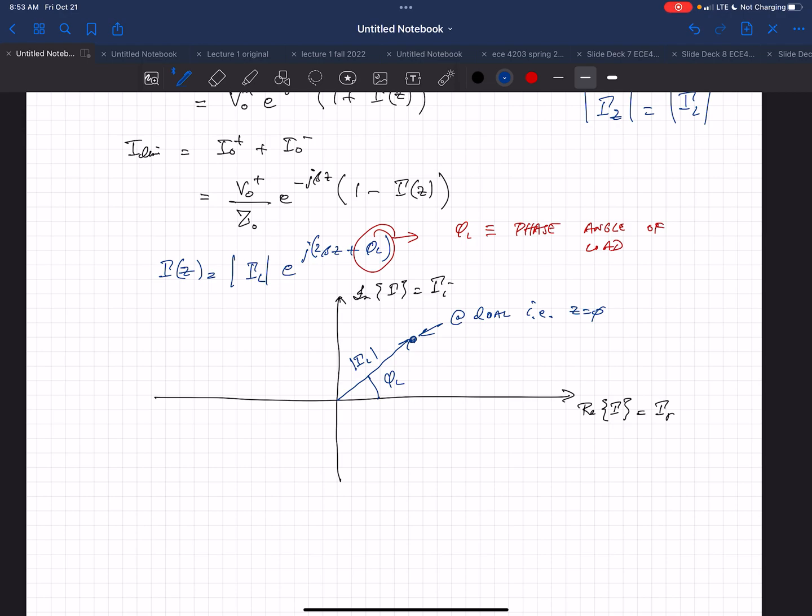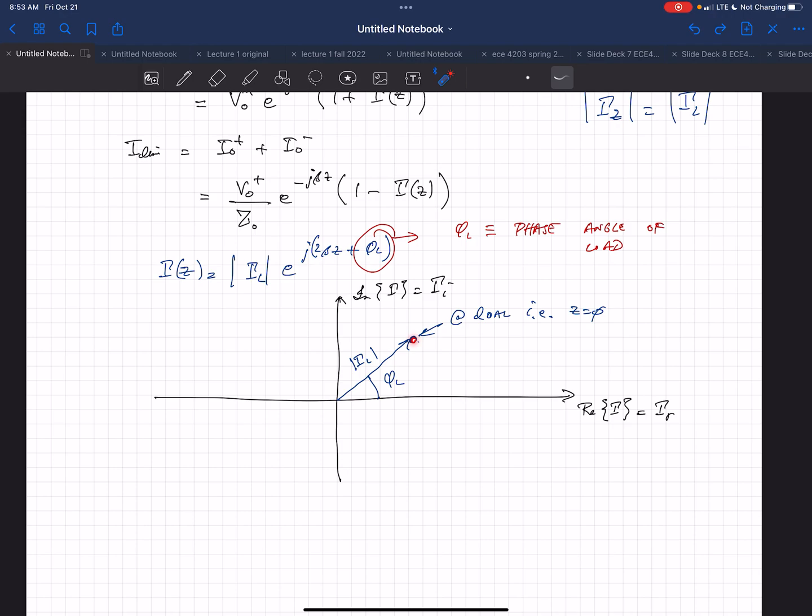Guys with me? Okay. As I move away from the load, as now I'm physically moving away from the load, and I'm just drawing this thing again, my amplitude is not going to change, but my phase is going to change. My phase is gamma sub z. The amplitude doesn't change, but the phase is a function of z.